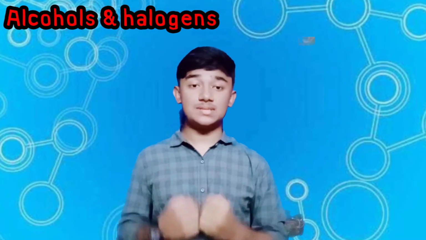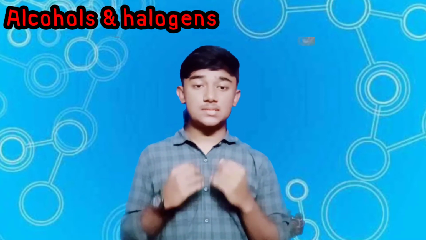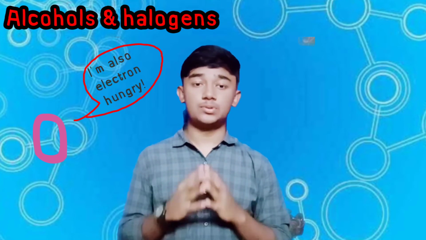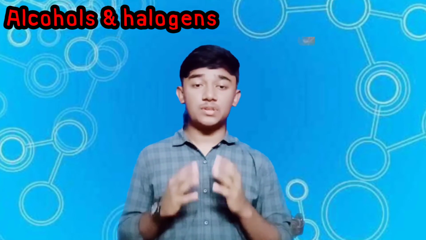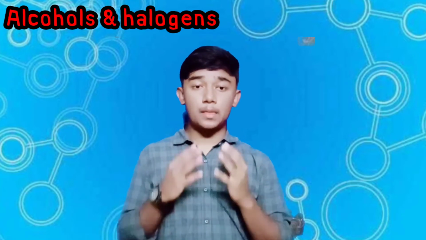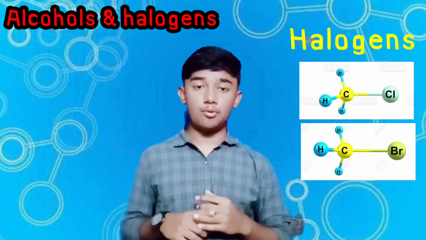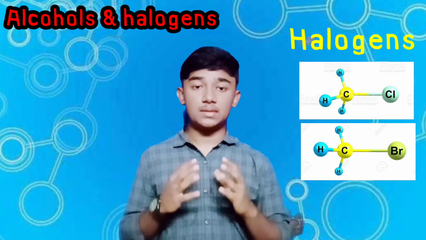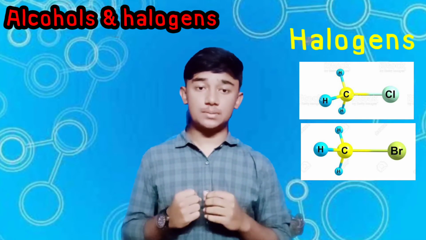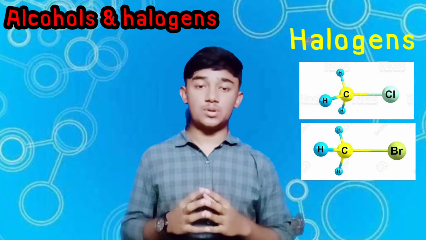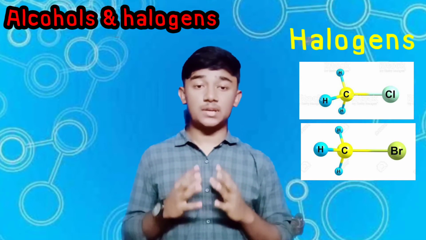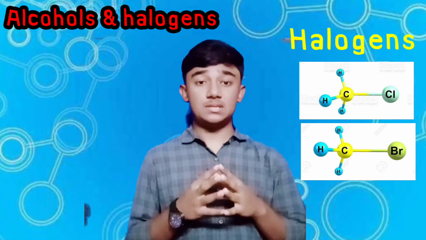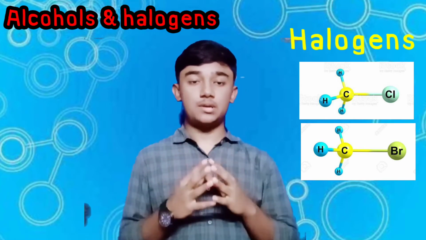And that one is the main category, and the second one is oxygen. We all know oxygen is also electron hungry. So on the first side, that halogens, chlorine and bromine, can form a compound with carbon, and the second one is oxygen. So there are various ways in which carbon can form compound with oxygen. One of them being is oxygen attached to a hydrogen.